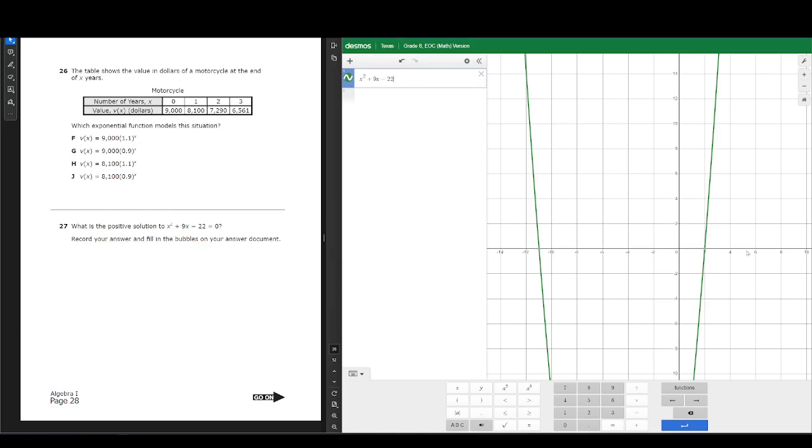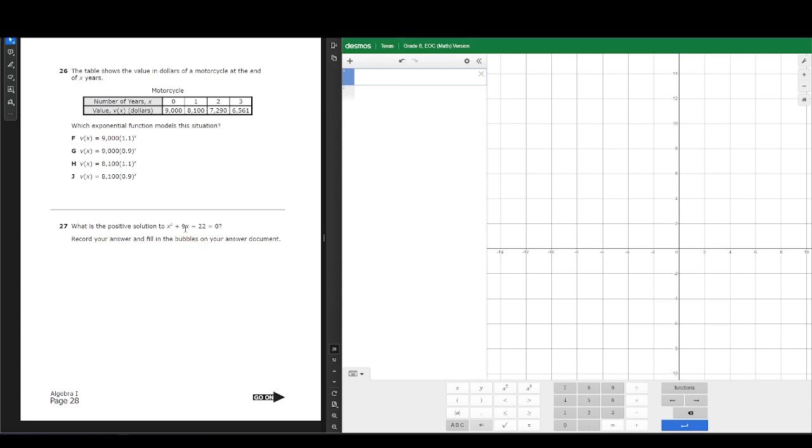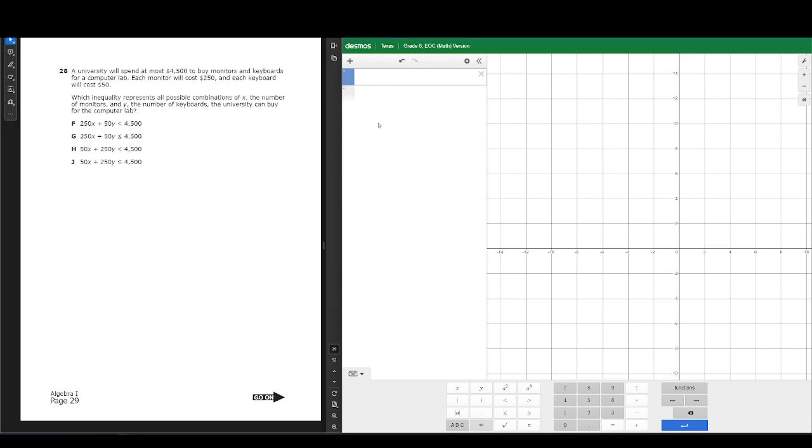To solve that properly, we should solve it by factoring. So we'd have x plus 11 times x minus 2. Then our solutions would be -11 and +2. That one arguably might even be faster by graphing than by factoring, but it's close.